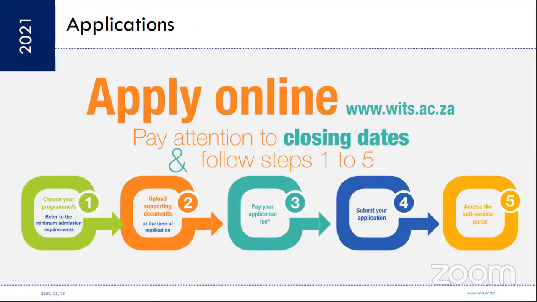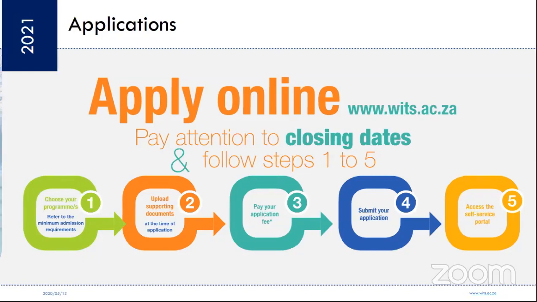How to apply? All our applications are online. Closing dates, I'll give you the closing date later after this slide, but please note, this is how you're going to apply. You have to go online, go to the Wits website, get your details online, choose your program, upload the supporting documents as requested, pay your application fee, submit your application, and then you'll be able to access the self-service portal in order for you to check your application status.